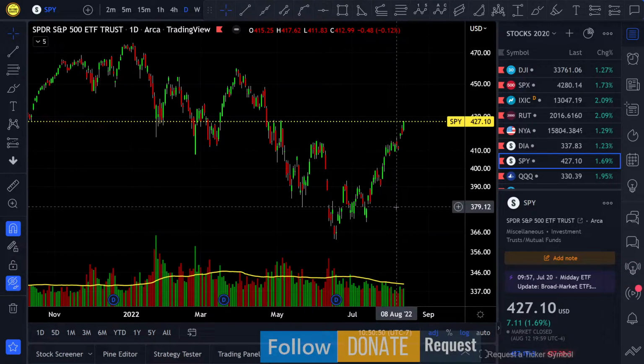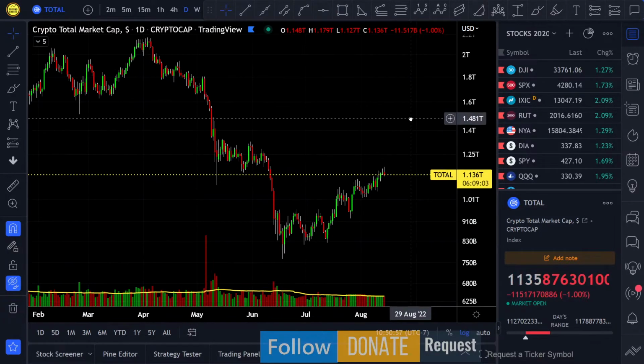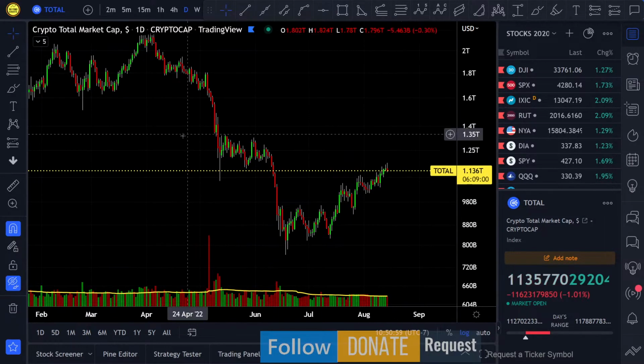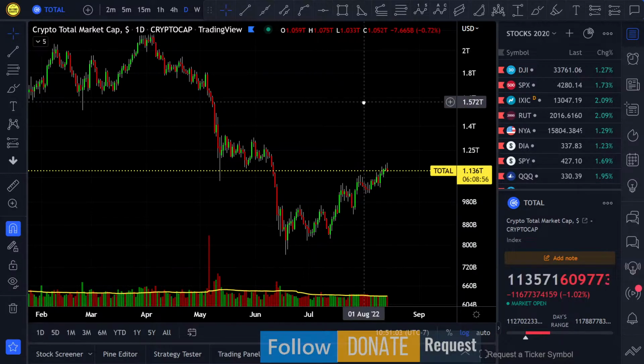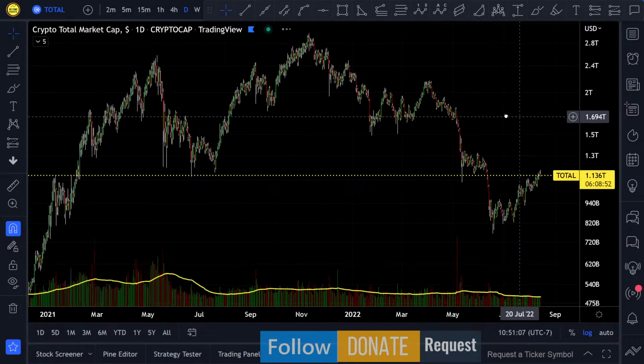Today I'm going to start with crypto first because the stock futures market is not open yet. I'm trying a different time. So let's start with crypto, looking at total market cap first. And what do we notice here?